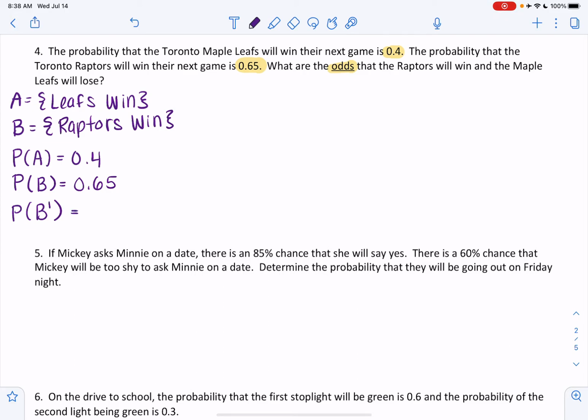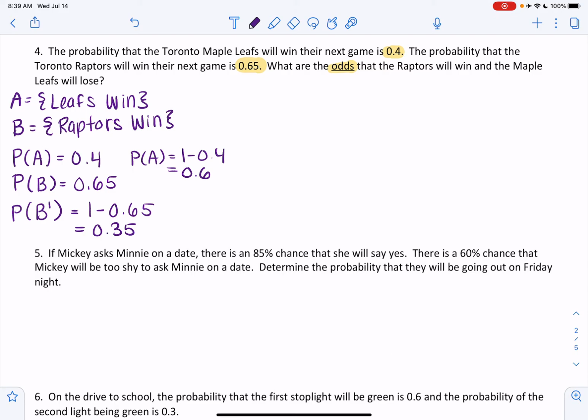So probability of B complement will be 1 minus 0.65, which is going to give us 0.35. And we'll also find the probability of the Leafs losing, 1 minus 0.4, which is 0.6. So this is everything that the question has given us.